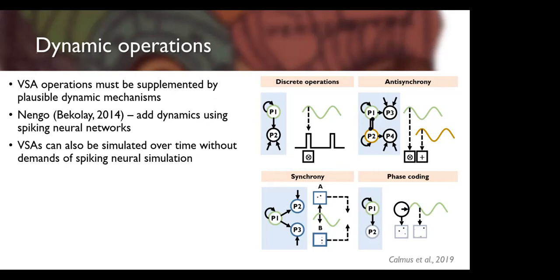The fact that oscillations can drive the timing of discrete operations, that anti-synchronous waveforms can be used to segregate operations in time, and likewise synchronous operations can be used to coordinate representations in time. And finally, a more specific notion of phase coding, where the phase of an oscillation can be used to drive downstream operations.